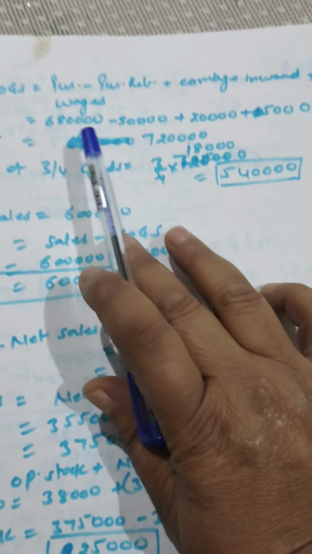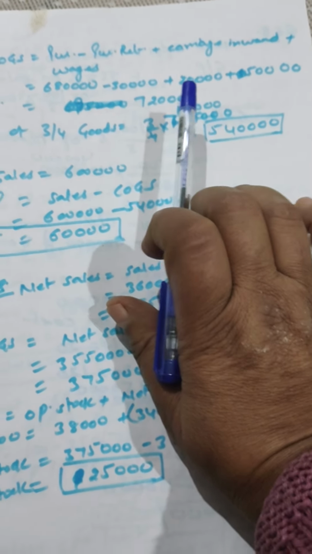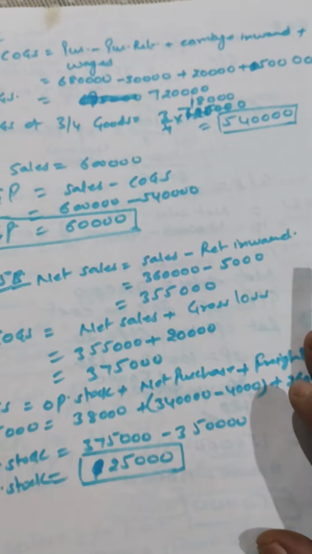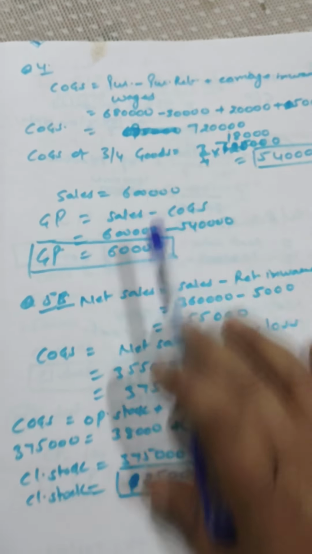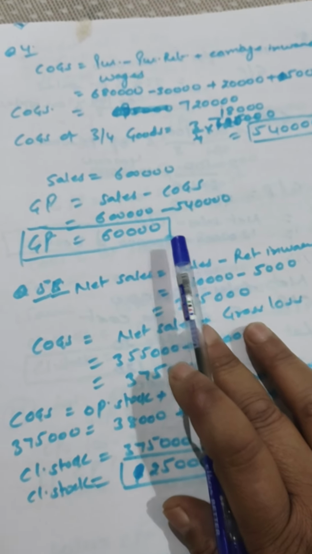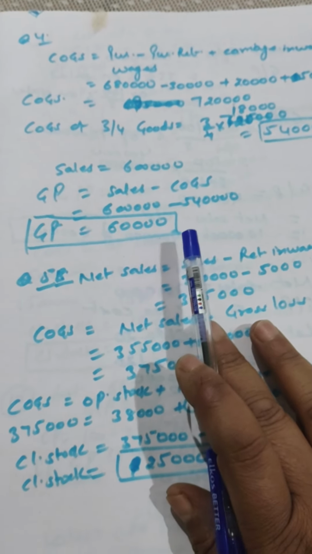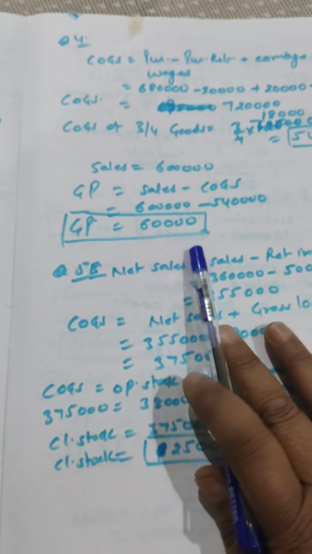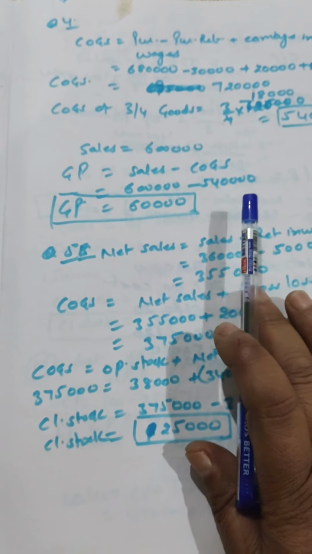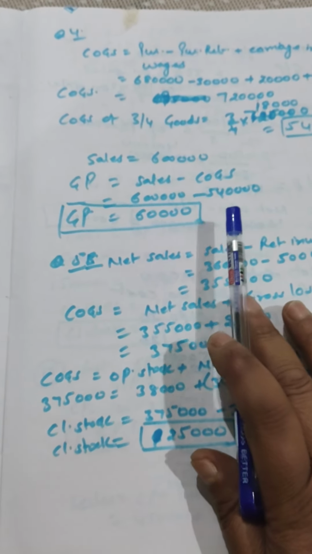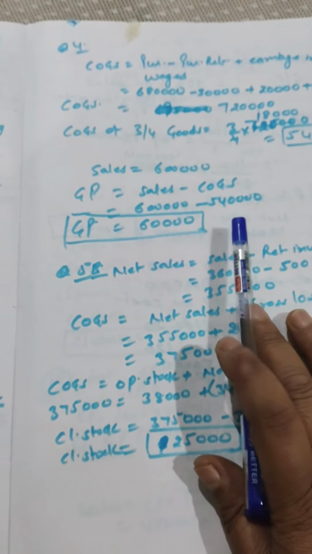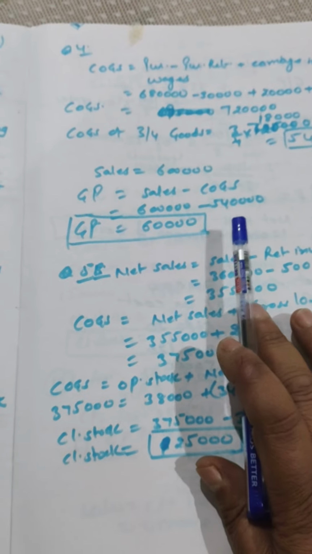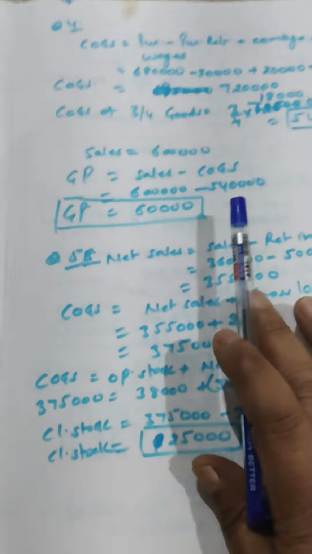In question number 4, we have to calculate cost of goods sold as well as gross profit. Now what does cost of goods sold mean? Because sale is of 3/4 of the goods, and the selling price is given, we have to calculate the cost also of 3/4 of the goods. So instead of calculating 3/4 of all the items, we will calculate cost of goods sold first of all, then we will calculate 3/4 of that particular amount.